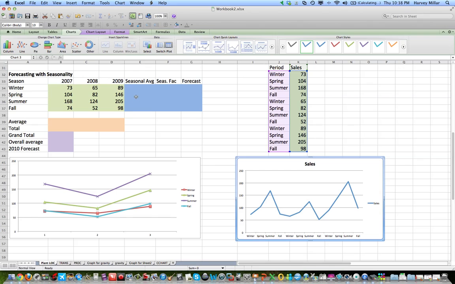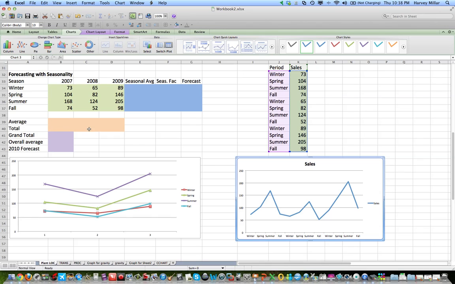If the overall average of a particular season is much larger than the overall average for all of the data, all of the years, then we will say that there's a need for a seasonal factor that adjusts the demand or the sales upwards. So what we're going to do is, like I said, take the global average and use that to determine what the seasonal averages are.